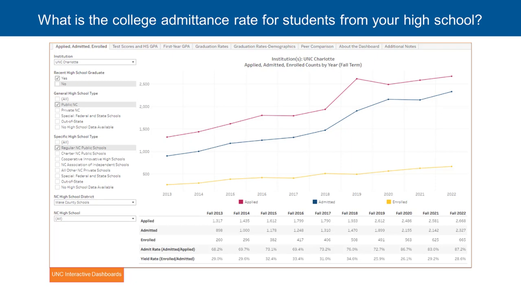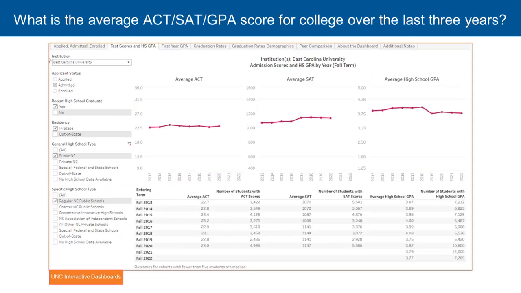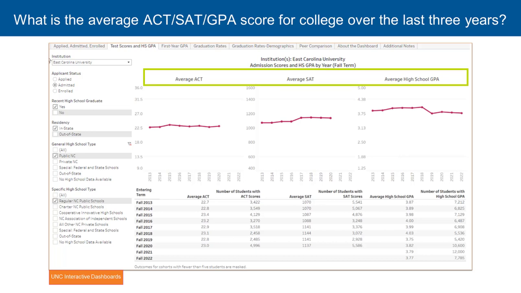In this graph, you can see the number of students that applied to the particular college, the number that were accepted, and then finally that yellow line at the bottom is the number that actually enrolled over time. You can also take a look at the average ACT, SAT, and GPA for colleges over the last 3 years. Here's several graphs that show that for each of the years, and this is for one particular university, and you can customize it for the district or your school as well.